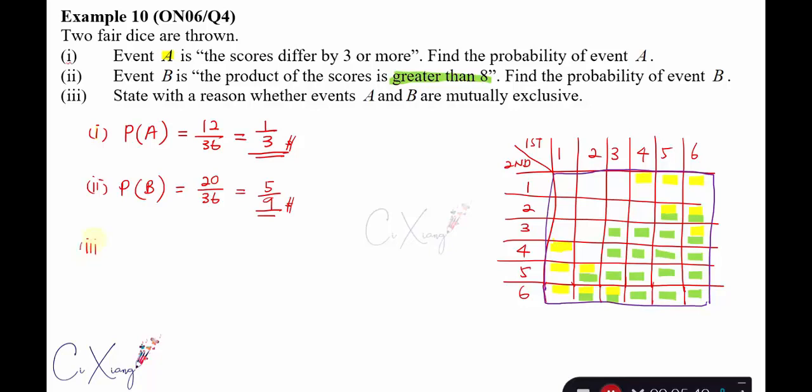They are asking whether events A and B are mutually exclusive or not. The answer is no. How do I know that A and B are not mutually exclusive? If you look at your possibility space diagram, you will see that some cells have both yellow and green color. That means A and B happen at the same time on all these cells. So the probability of A and B is not equal to 0. That's why A and B are not mutually exclusive.